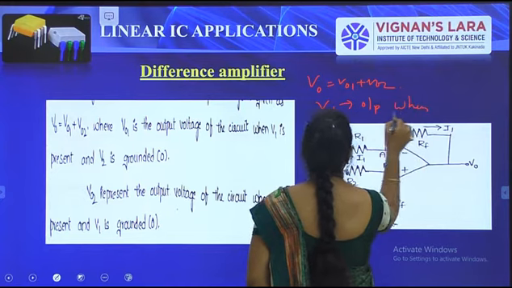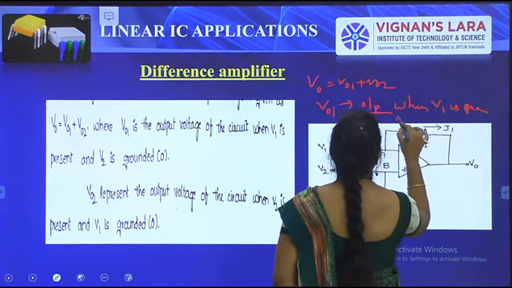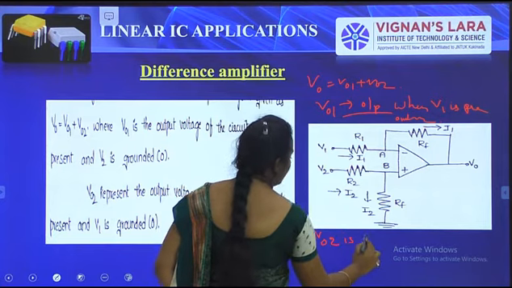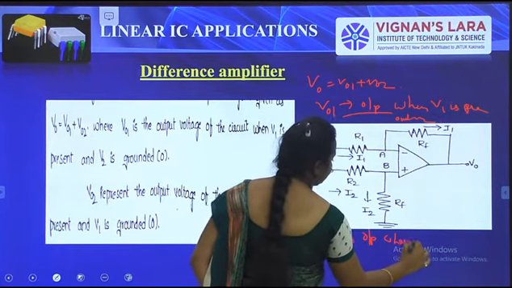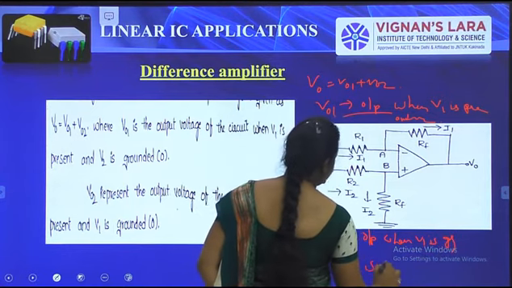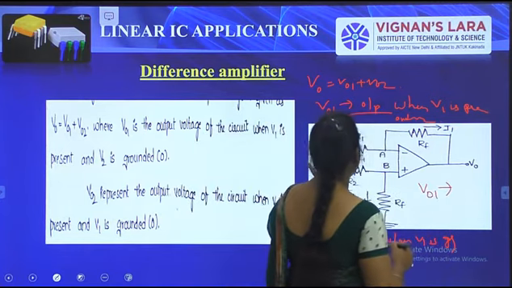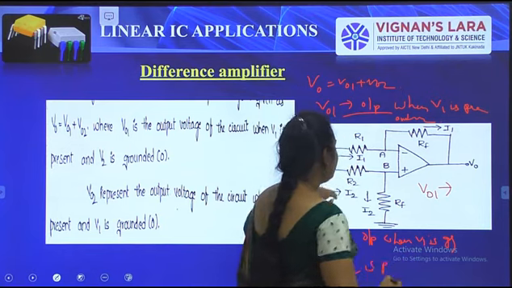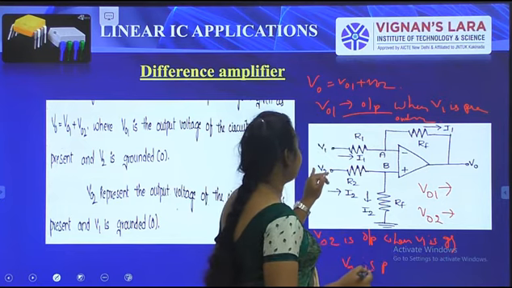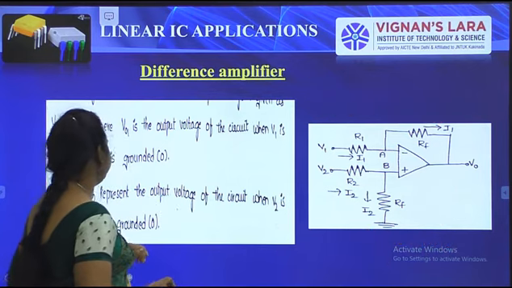V01 is the output of the circuit when V1 is present and V2 is grounded, and V02 is the output when V1 is grounded and V2 is present. So V01 is taken when V1 is present and V2 is grounded, and V02 is the output when V1 is grounded and V2 is present. That is the logic of using this difference amplifier circuit.